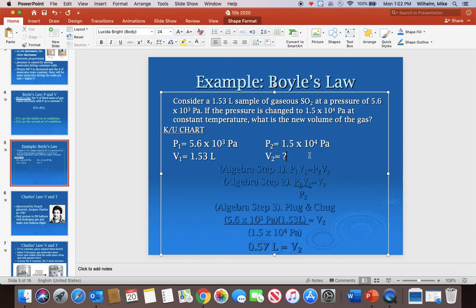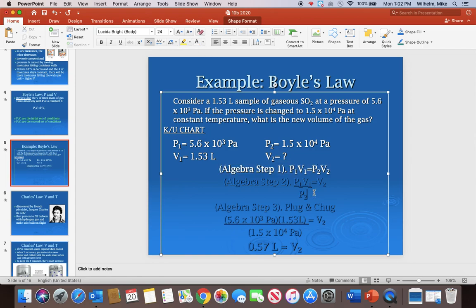I am a big fan of doing the algebra ahead of time before I plug the numbers in. And I don't really care how you do it. I found that doing the algebra first and then plugging the numbers in works better for me. If you feel like you need to just plug the numbers in right now and solve for the unknown, go ahead and do it. It's up to you. But here is the algebra just before we plug the numbers in.